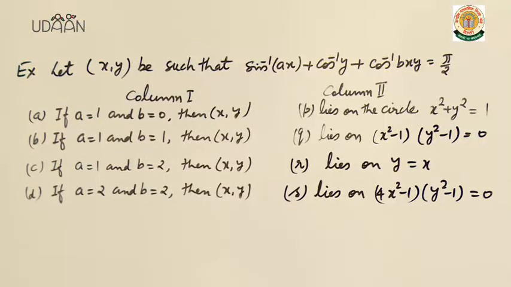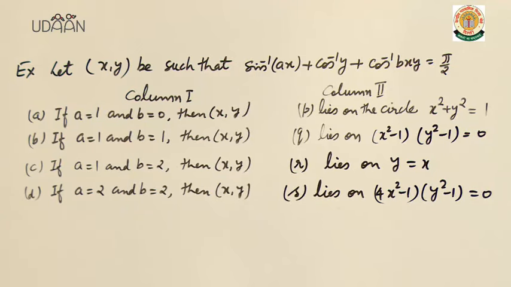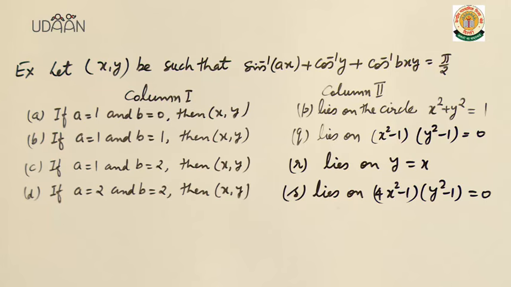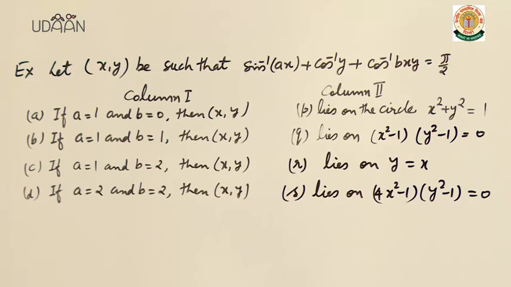Children, this example I am taking as a column matching type question. Let x, y be such that sine inverse ax plus cos inverse y plus cos inverse bxy is equal to pi by 2. Then if a is 1, b is 0, what is the relation between x and y? If a is 1, b is 1, what is the relation between x and y? If a is 1, b is 2, what is the relation? If a is 2 and b is 2, what is the relation between x and y? We have to match the columns.